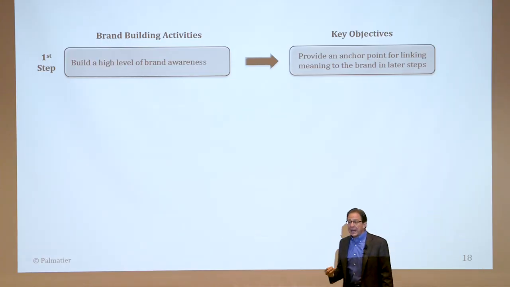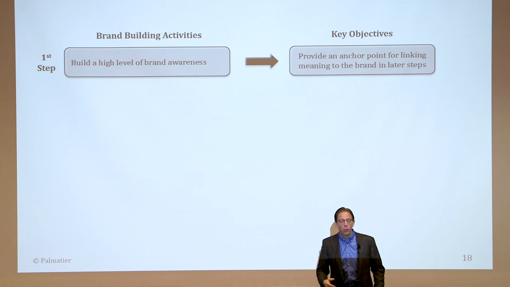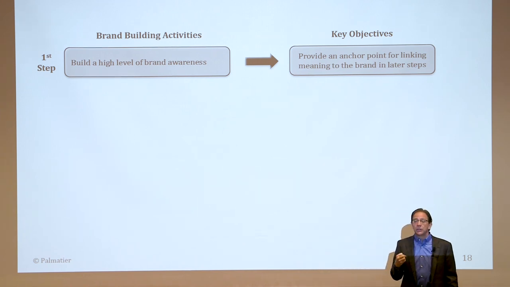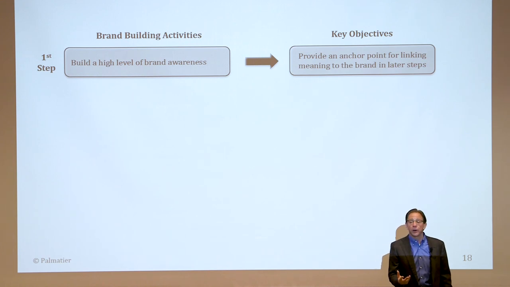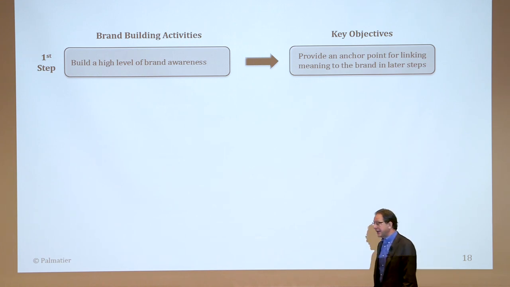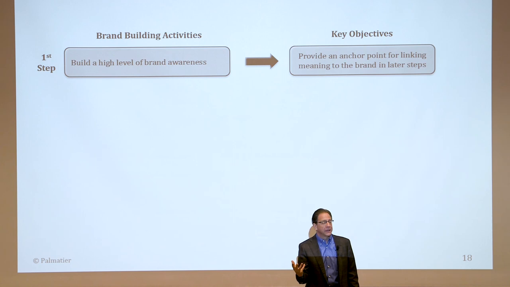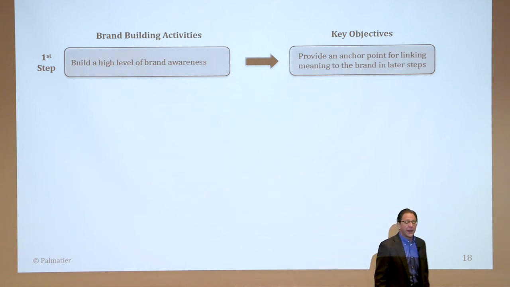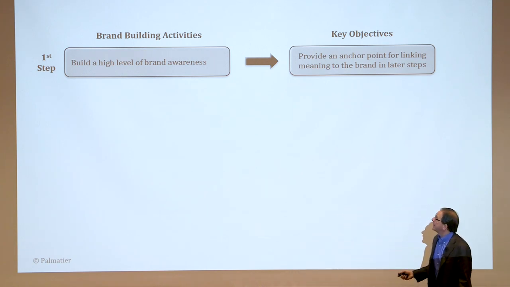So the first thing I want to do if I'm launching a new brand is get out awareness, just the name. It won't have a whole bunch of baggage associated, it'll just be the name. Like when P&G came out with Swiffer, the new mop idea, they did a lot about Swiffer, so that name would be easy to recall. That's the anchor point. Once you get your awareness level up, in your target market, to 30, 40, 50% or better, then you go to step two.